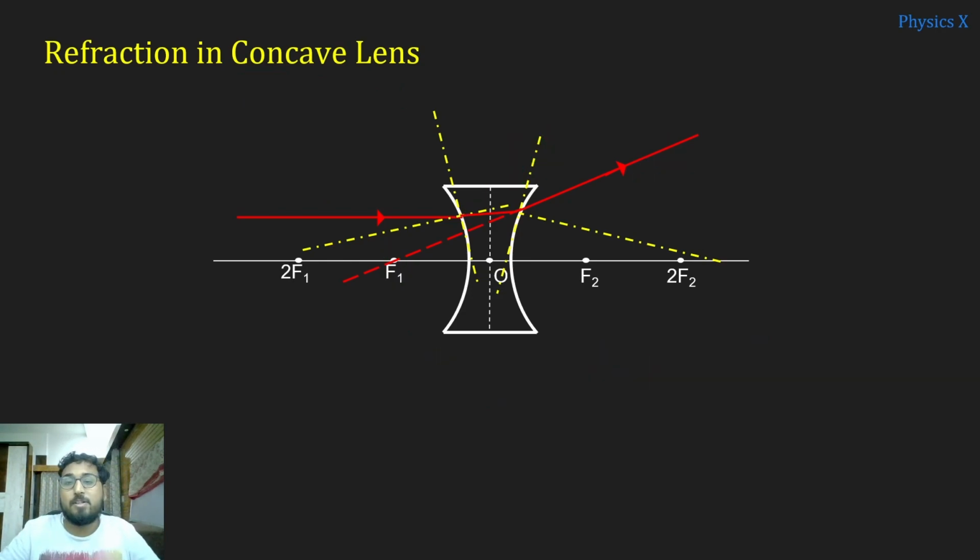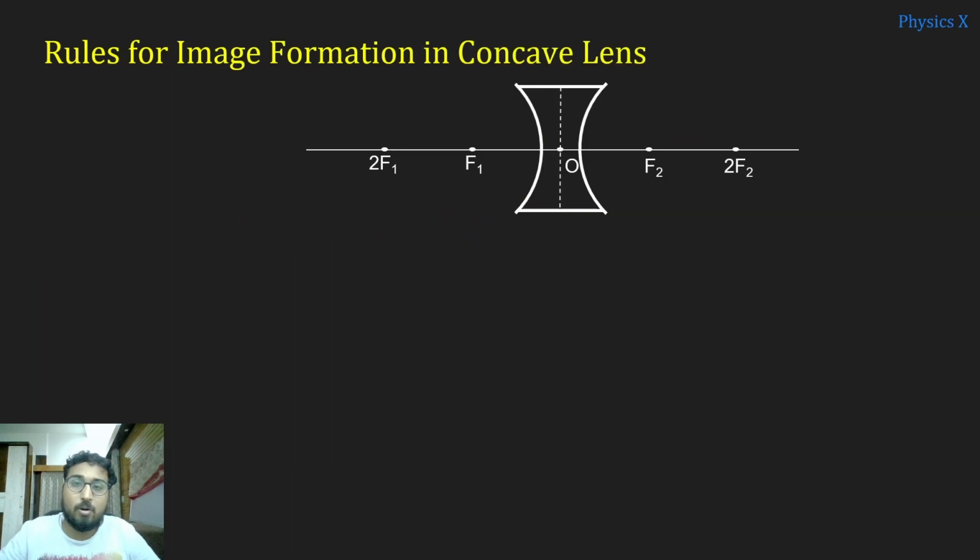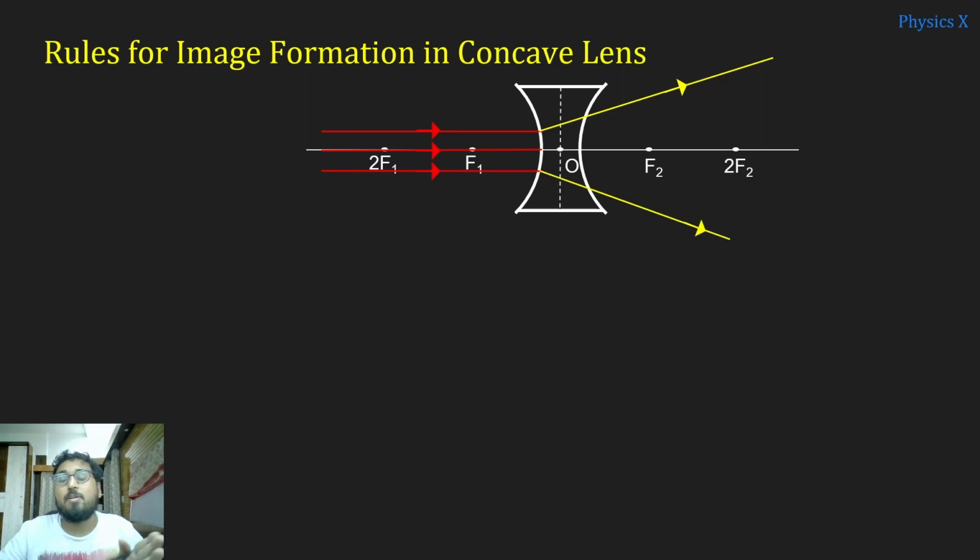So this is how refraction takes place in a concave lens, and now we will see the rules for image formation. The first one is when the rays are parallel to the principal axis, what happens? I told you that this is how they refract away, and if you backtrace these rays, they tend to meet at this focus point, which is called the virtual focus.